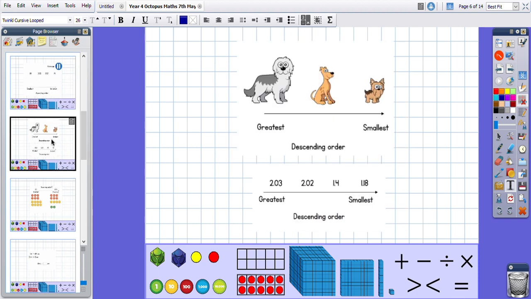Moving on then to what descending means, it's the opposite of ascending. So it's going from biggest to smallest, greatest to smallest. Okay, so this dog is the largest dog, moving down to this small one here. Similarly, these numbers are going from greatest to smallest. So 2.03 is bigger than 1.18.